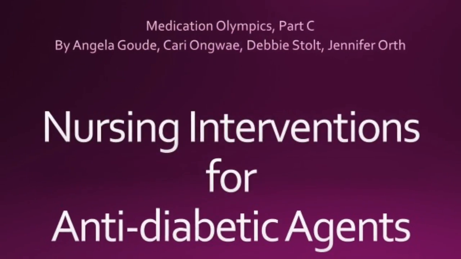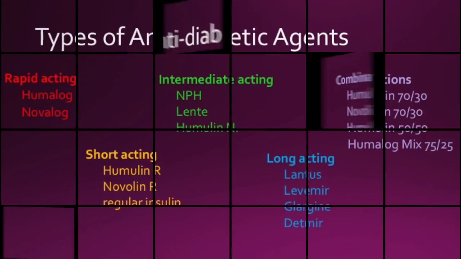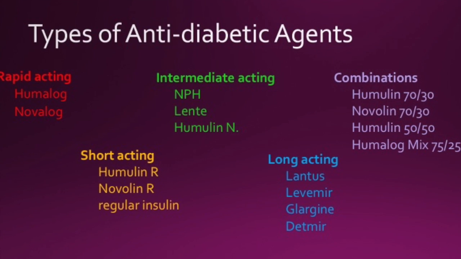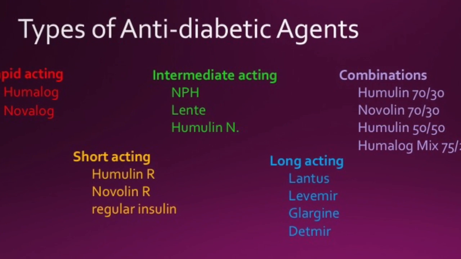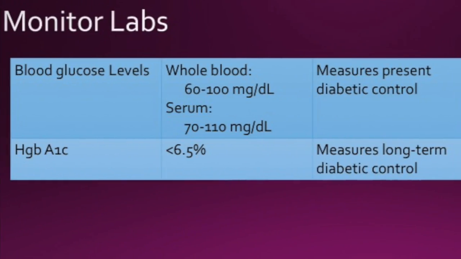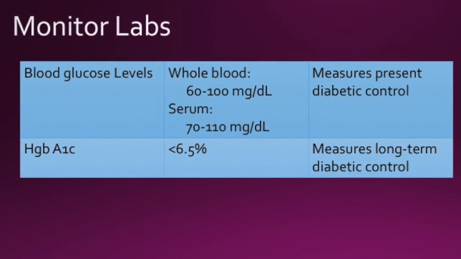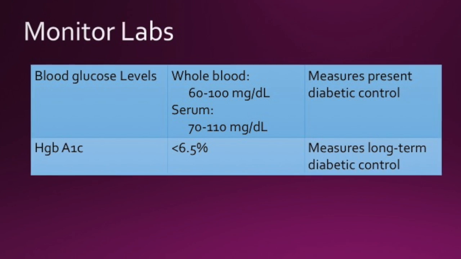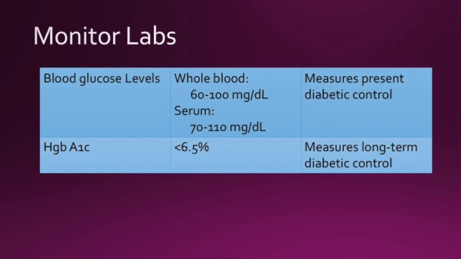Nursing interventions for anti-diabetic agents. There are different types of anti-diabetic agents. There's rapid-acting, intermediate-acting, combination, short-acting, and long-acting for insulin. You want to monitor the lab. Glucose should be between 60 and 100. The A1C should be less than 6.5.